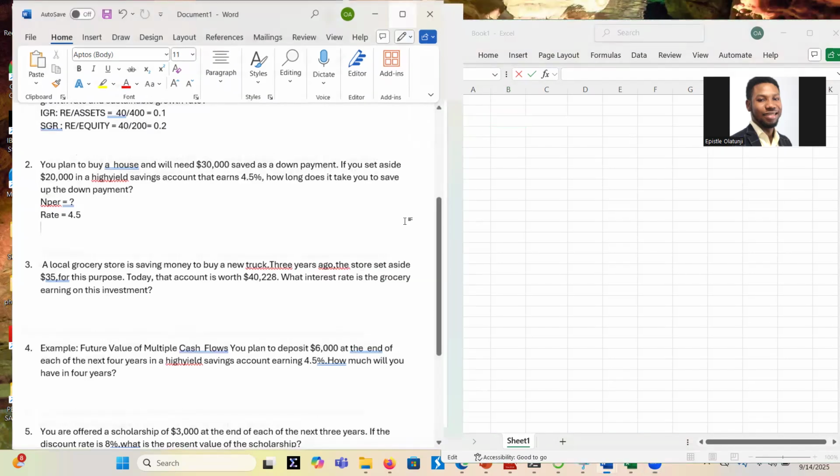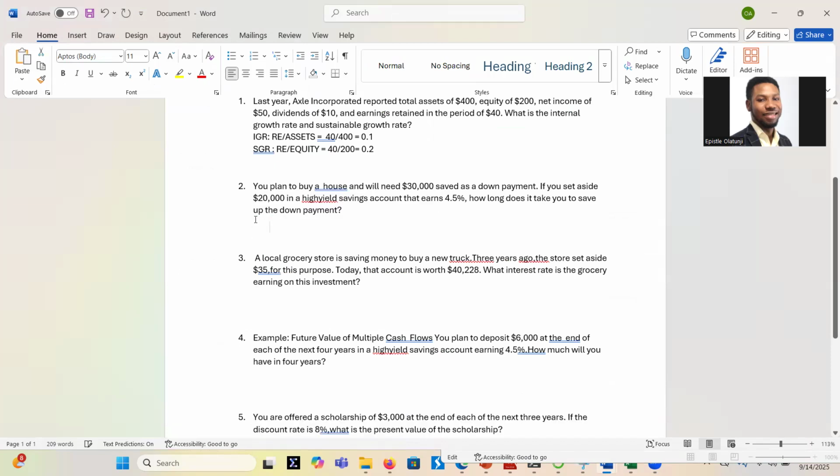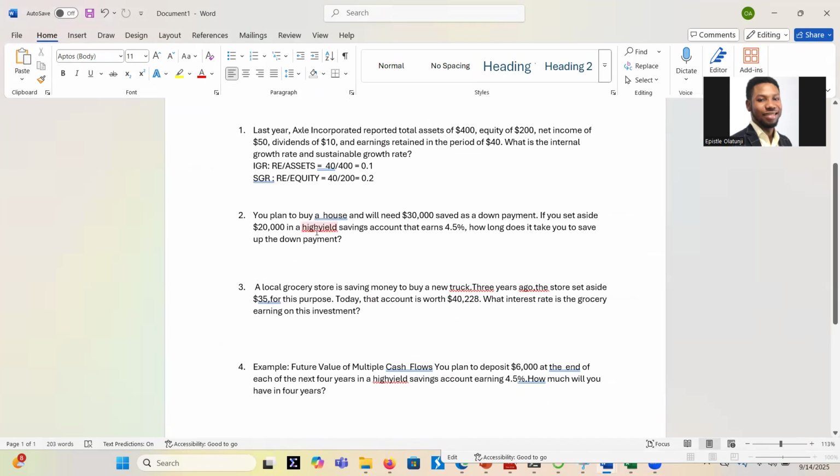We're going to be using Excel to solve those problems. Now, we solved the first one. This is the second one. The second one is time value of money, meaning how does your money grow over time. The amount of money today cannot be the amount of money in the next 2, 3 years. So your money grows over time.